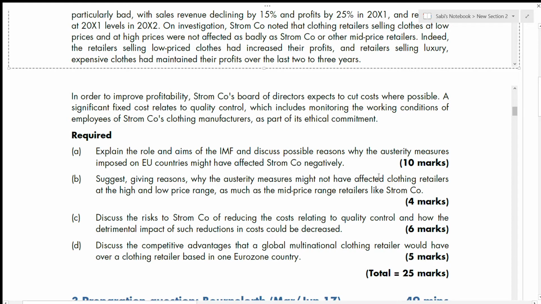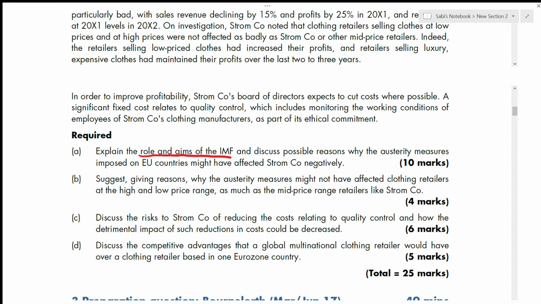So now this is your requirement. These are the 4 requirements. A, explain the role and aims of the IMF, and discuss possible reasons why the austerity measures imposed on EU countries might have affected Strom company negatively. Austerity measures have a negative impact on the Strom company. You need to discuss the reasons why it has affected negatively.